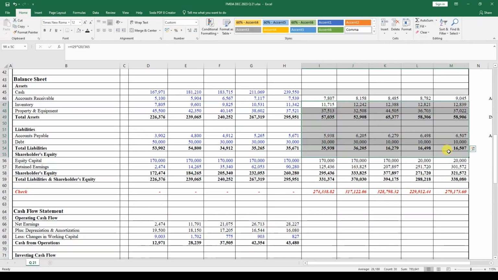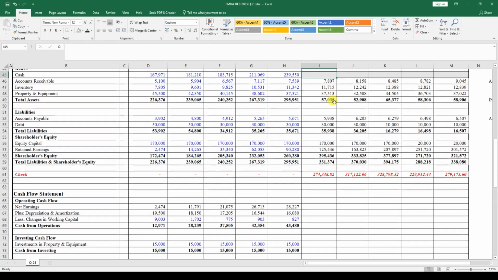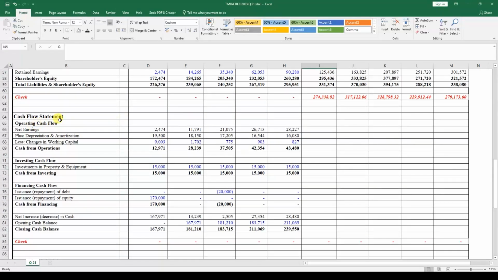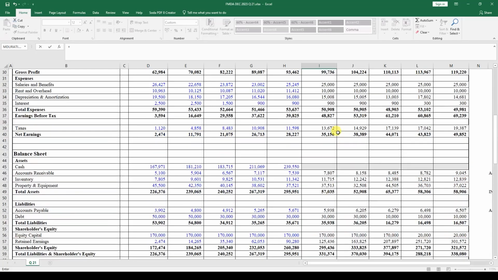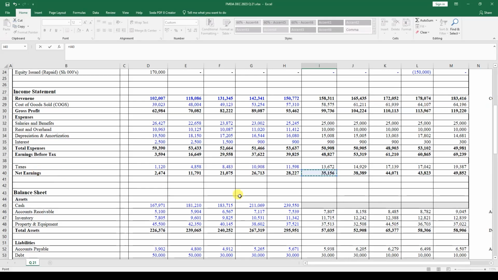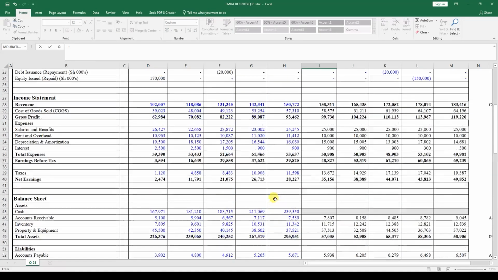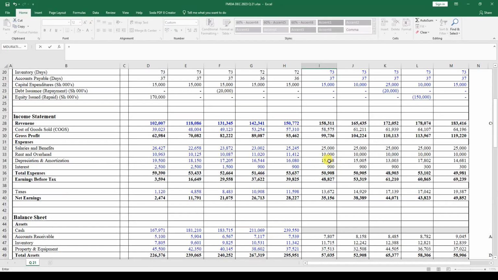So we can then, of course, now remove the theme color, put it here like so, with the exception of the cash. Now let's fill out the cash flow statement. Net earnings is picked up from above here. Here 35 is the net earnings, you can see the net earnings is there. Here we have the depreciation and amortization over here, so you pick that.